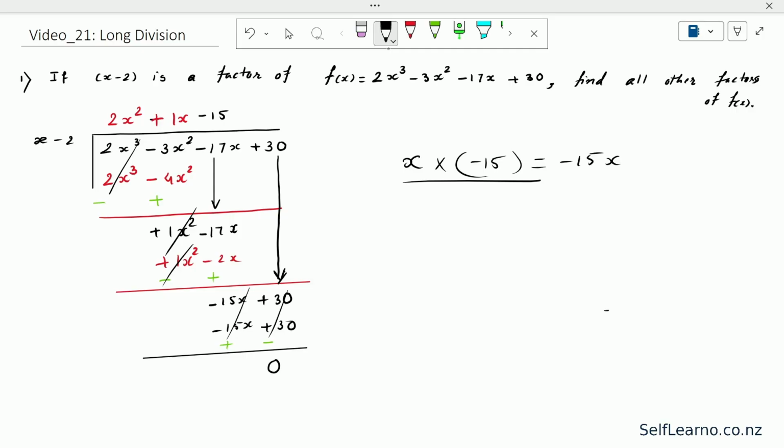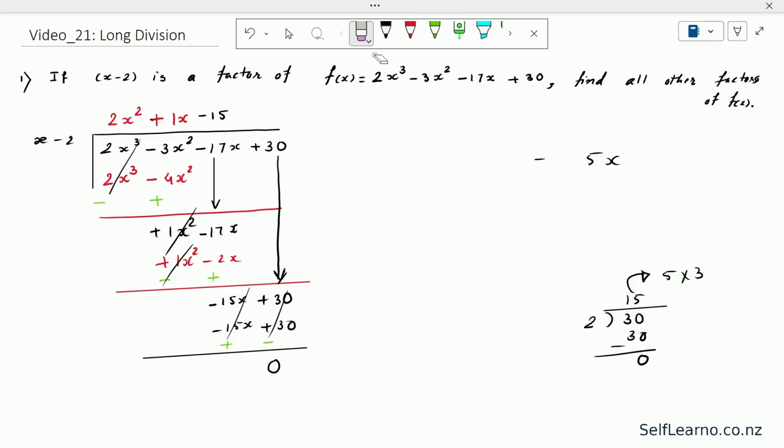So it is something like this: 2 is a factor of 30. So this 30 is completely divisible by 2. 2 times 15 is 30. Remainder is 0. Now we can factorize this 15, that is 5 times 3. So what are the factors of this 30? 2, 5 and 3 are the factors of 30. So here what I should do is try to factorize this further.